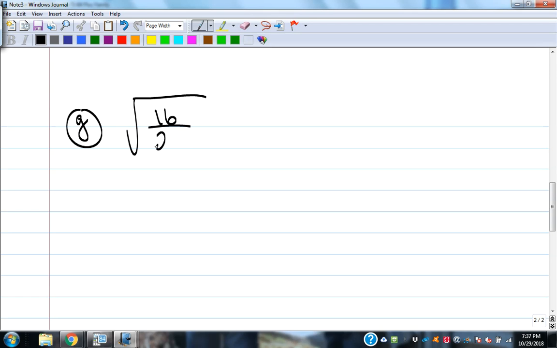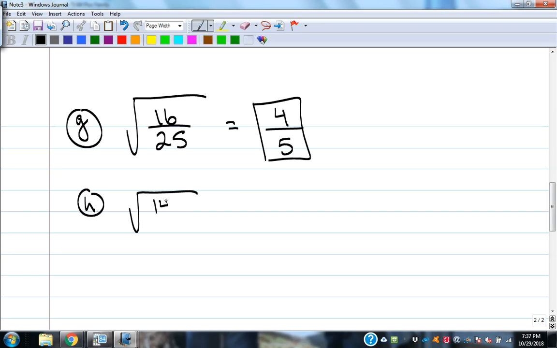Let's do a fraction. Square root of 16 over 25. Good news is we do good numbers when we're dealing with fractions. What's square root of 16? 4. What's the square root of 25? Do 144 over 49.